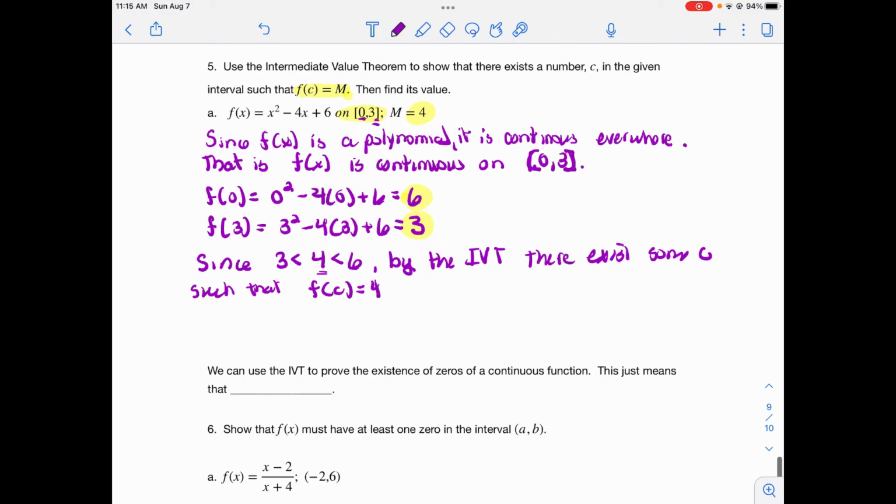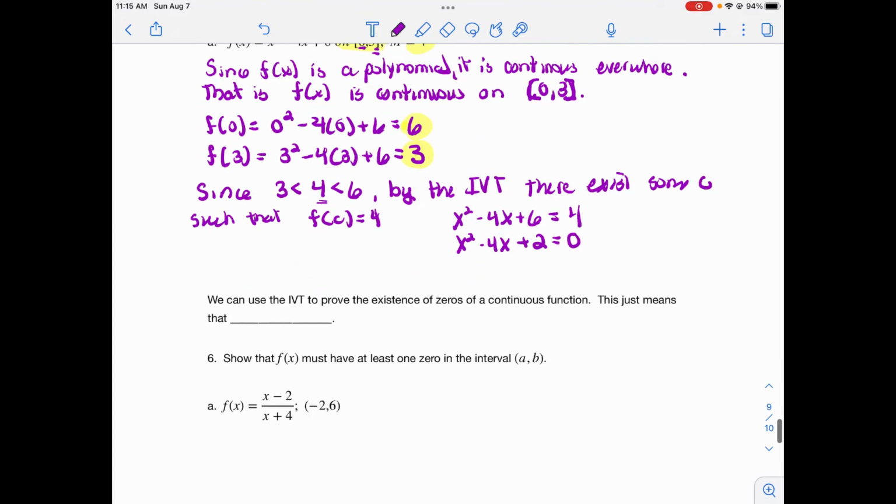Well, that's easy. Go back to your function, which is x squared minus 4x plus 6, and set that equal to 4. And we're going to solve this. So I need to subtract 4 from each side. All right, and I asked myself, okay, are there factors of 2 that add to equal -4? No, so this does not solve by factoring. And so I've got to do the quadratic formula.